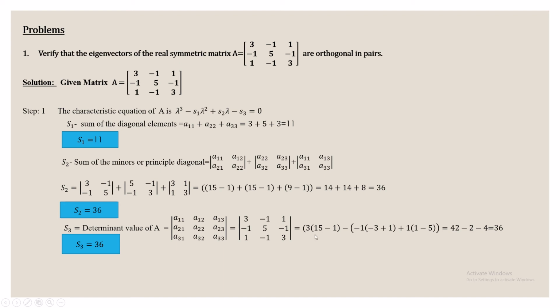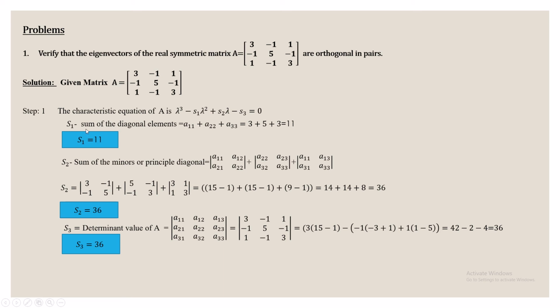So you simplify like this: 3 into 14 you will get 42, and then minus 1 into minus 3 plus 1, you simplify like that. Minus 3 plus 1 is minus 2, minus 1 into minus 2 is plus 2, already there is a minus, so you get minus 2, plus 1 minus 5, you will get minus 4, plus 1 into minus 4, so you will get the S3 value is 36.